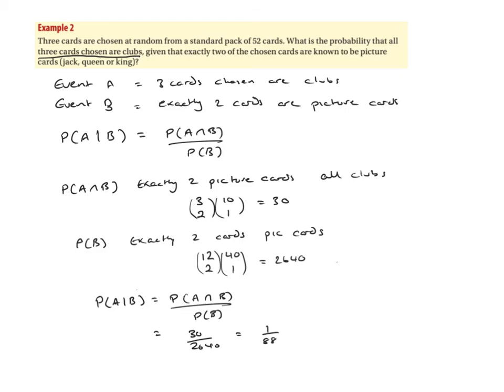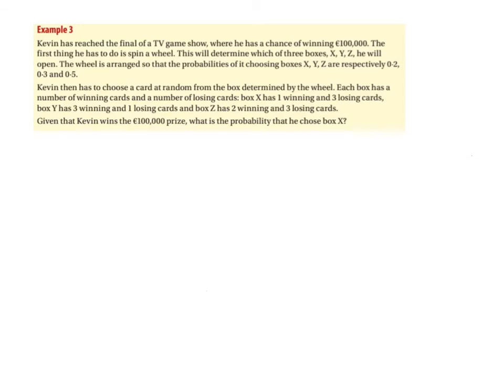Now look at one more example. So here we have example 3, and what we're going to do is we're going to use what's called a tree diagram to do this. It says Kevin has reached the final of a TV game show, where there's a chance of winning 100 grand. First thing he has to do is spin a wheel. This will determine which of the 3 boxes, X, Y or Z, he will open. The wheel is arranged so that the probabilities of it choosing X, Y and Z are 0.2, 0.3 and 0.5 respectively. He then has to choose a card at random.